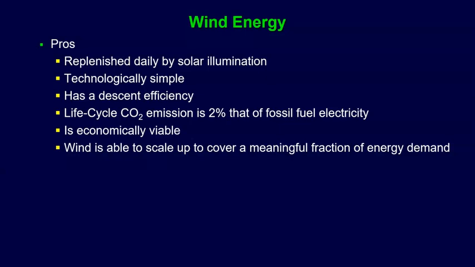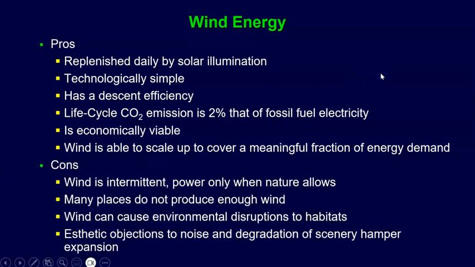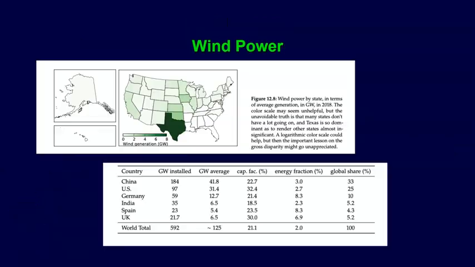There are some downsides, of course. Wind is intermittent. We just talked about that. Power only when nature allows. Many places don't produce enough wind. Wind can cause environmental disruptions to habitats, etc. And of course, they're kind of ugly and noisy, and so sometimes people don't like that.